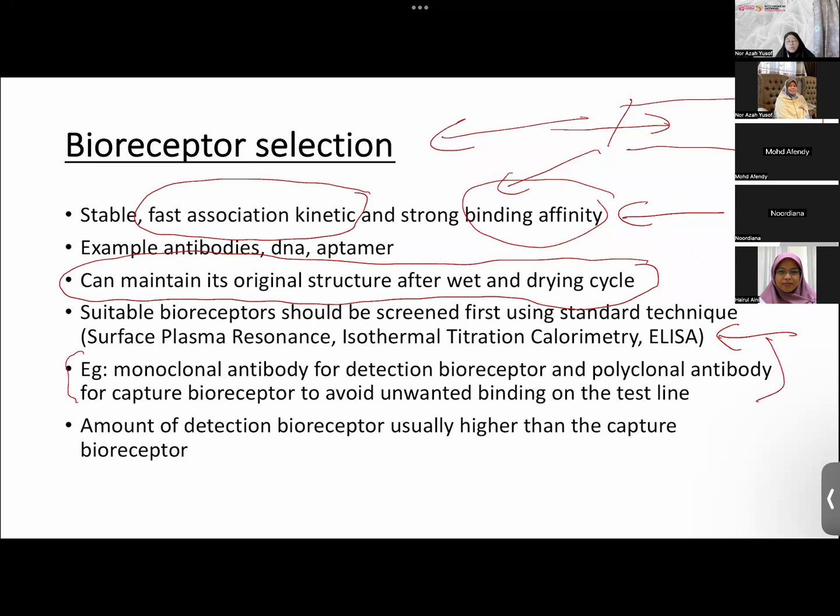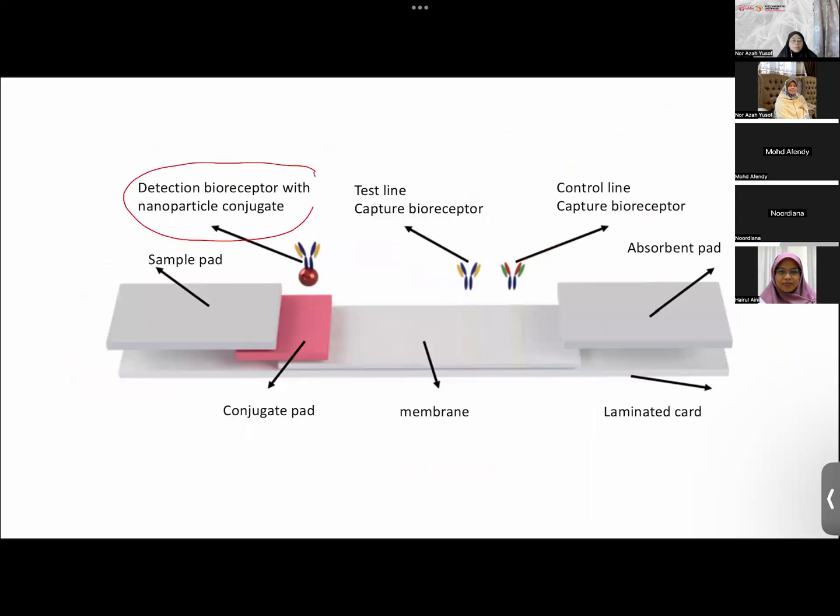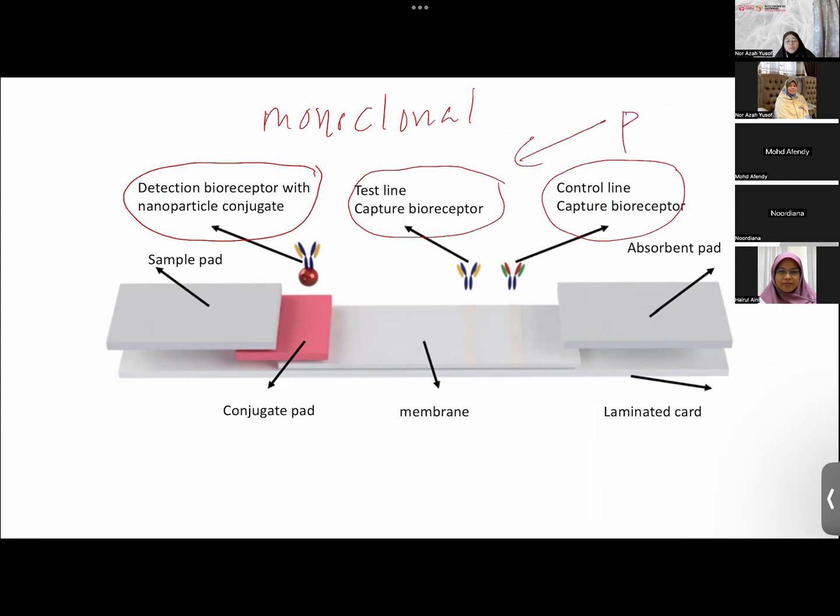Next, the selection of types of antibodies: whether you want to use monoclonal or polyclonal. Usually for the detection bioreceptor, it is advisable to use monoclonal. And for the test line or capture bioreceptor, as well as of course the control line, it is advisable to use polyclonal, but that depends on you. We know monoclonal is quite expensive, quite pricey, so we ourselves use polyclonal for both.